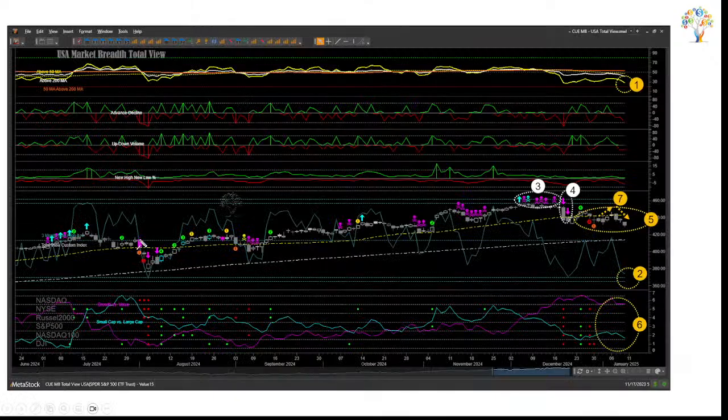Total view, the broadest view of the market. Percentage of stocks above 50-day moving average. The yellow line is still steadily coming down, creating lower high, lower low. That is bearish. It is approaching, but not yet there at the oversold level from where a bounce is expected.